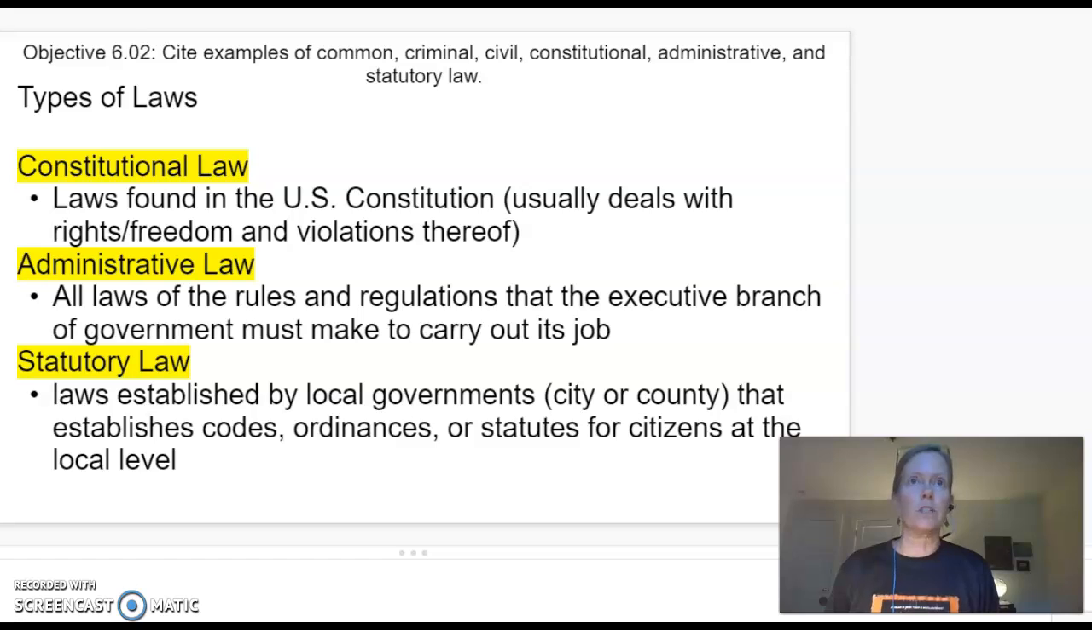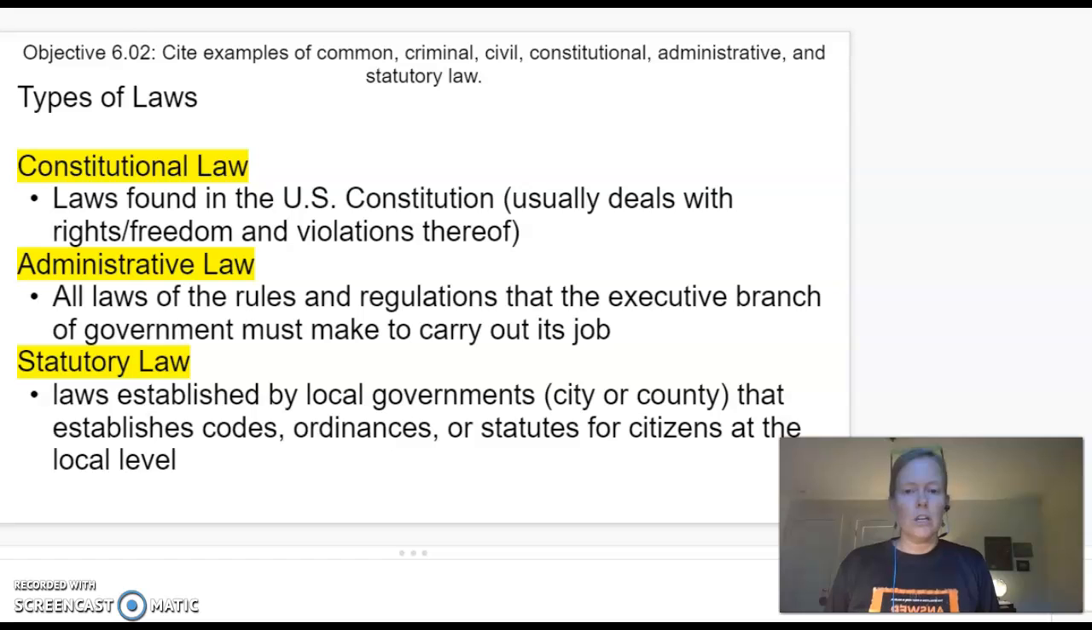ICE, remember we watched the video on ICE, Immigration and Customs Enforcement. All of the laws that are created for ICE to be able to carry out their duties, this falls under what's known as administrative law. So think executive branch, okay?